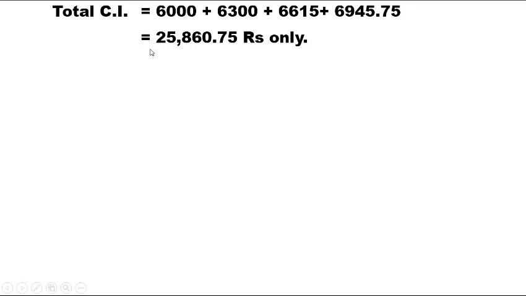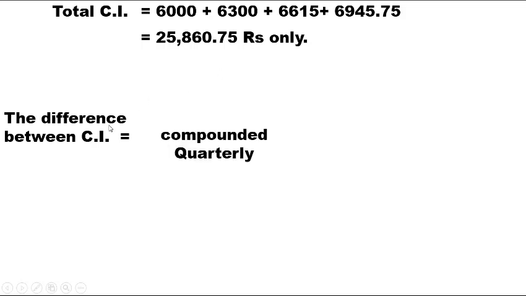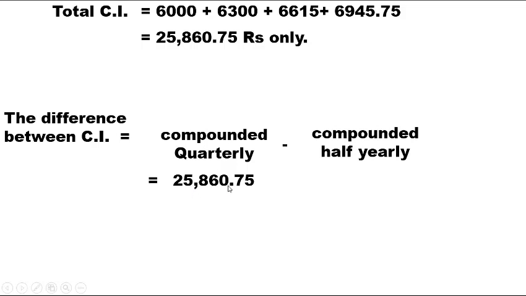Total compound interest is equal to 6,000 plus 6,300 plus 6,615 plus 6,945.75 is equal to 25,860.75 rupees only. The difference between the CI compounded quarterly and the CI compounded half yearly is equal to 25,860.75 minus 25,200 rupees is equal to 660.75 rupees.